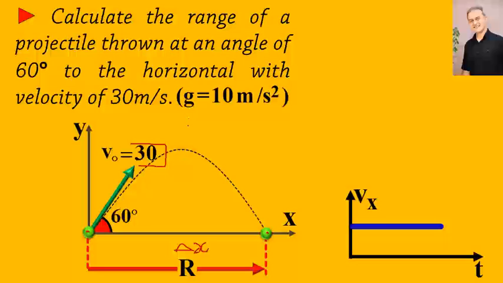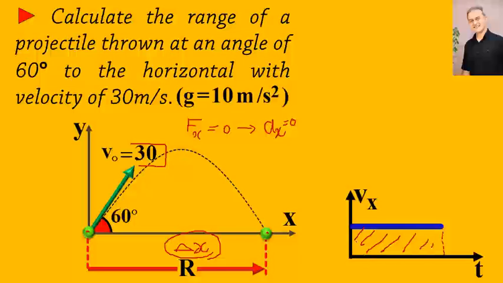Why? Because Fx is 0. You know that no force is exerted on the object in horizontal direction. So ax is 0. We do not have any horizontal acceleration, so vx remains constant. This delta x, which is r, is the area under this graph, which is a rectangle.